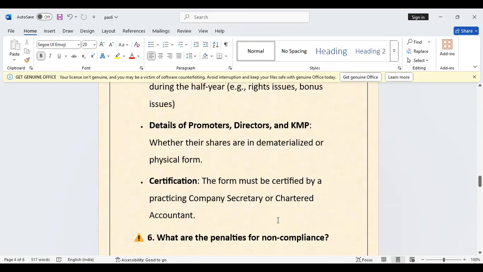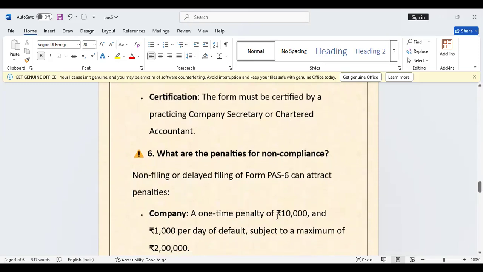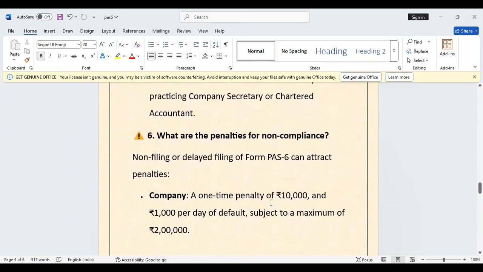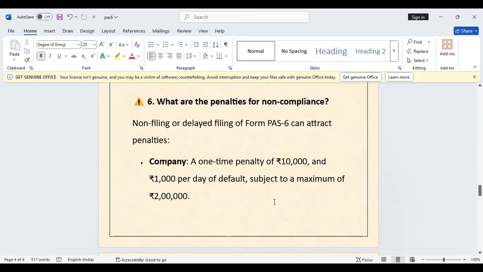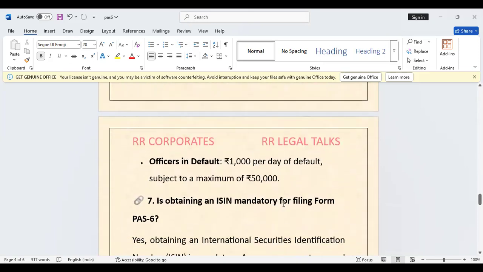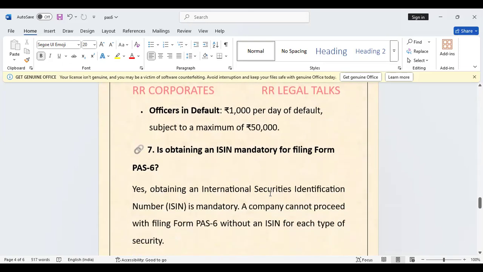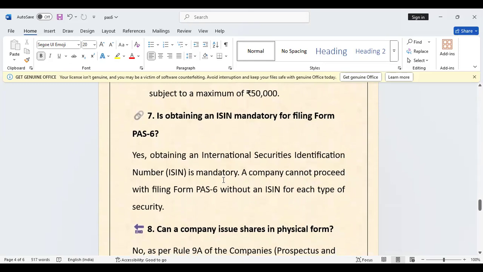And certification: it must be certified by either a practicing company secretary or a chartered accountant. Only these two professionals. What are the penalties for non-compliance? Non-compliance will attract penalties. The company faces a one-time penalty of 10,000 and 1,000 per day, subject to a maximum of 2 lakh. An officer in default faces 1,000 rupees per day of default, subject to a maximum of 50,000 rupees. Obtaining ISIN is mandatory for filing Form PAS-6, because without ISIN you cannot proceed with the filing. A company cannot proceed with the filing of PAS-6 without ISIN for each type of security.